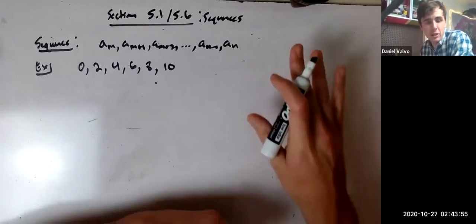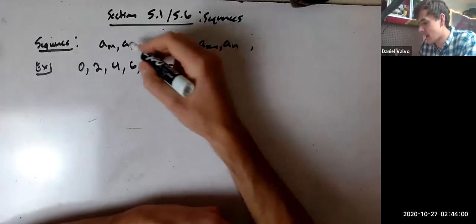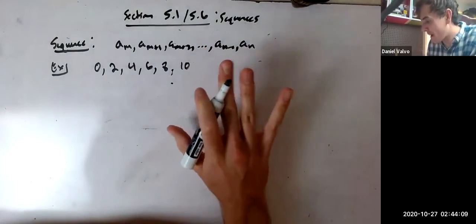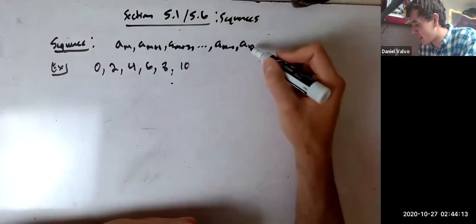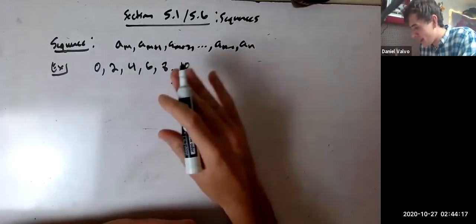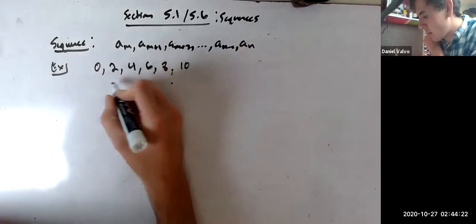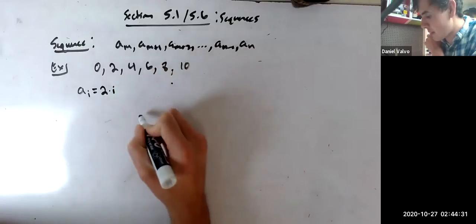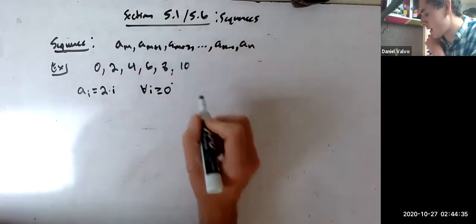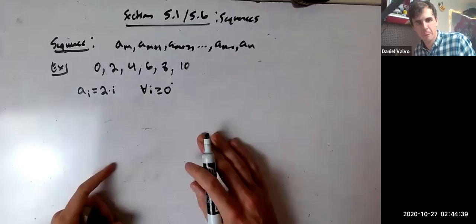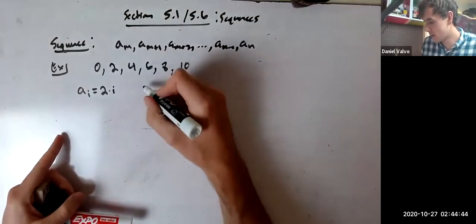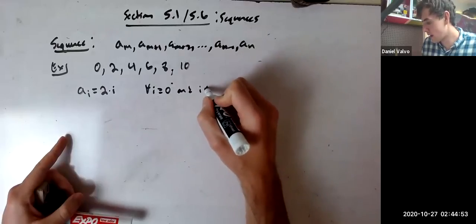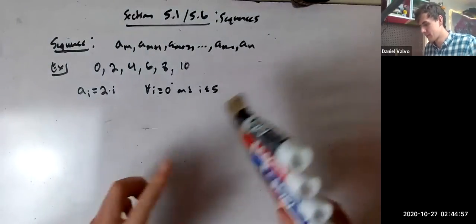Now, one way we can describe our sequence is to write it like this. Consider this the sequence of all A_i, where A_i is going to equal 2 times i for all i greater than or equal to 0, and i less than or equal to 5, in this particular case.